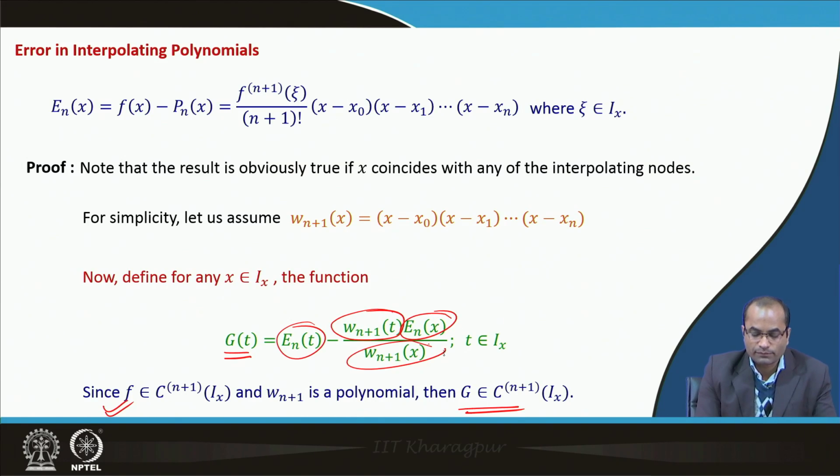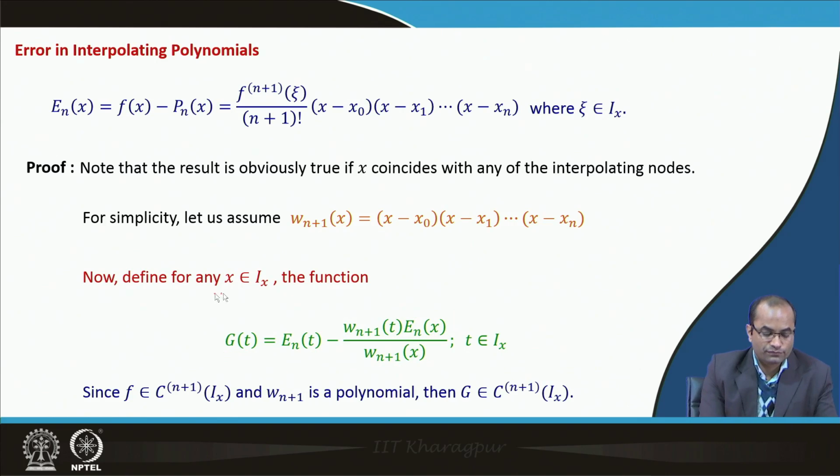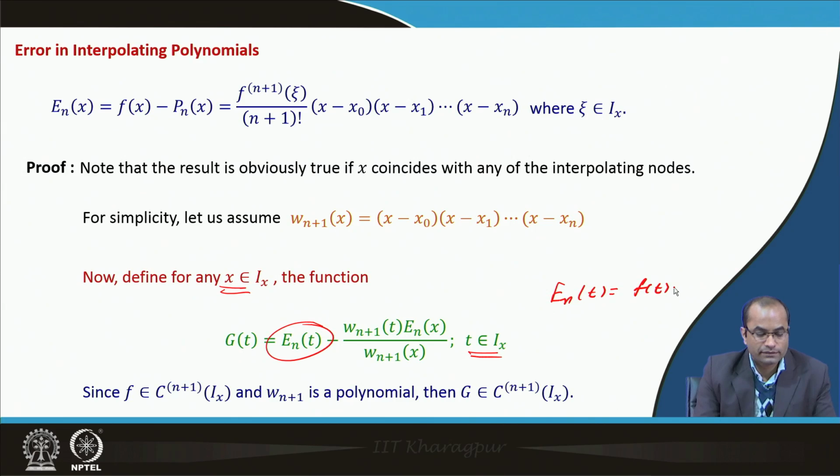E_n(x) and w_n(x) are constants, because for any fixed x, here we are talking about this formula. Here t is the only variable we are considering now. So, what is E_n(t)? E_n(t) is f(t) minus p_n(t). Again, this is a polynomial and f is an (n+1)-times differentiable function. So, we have here E_n, which is (n+1)-times differentiable.